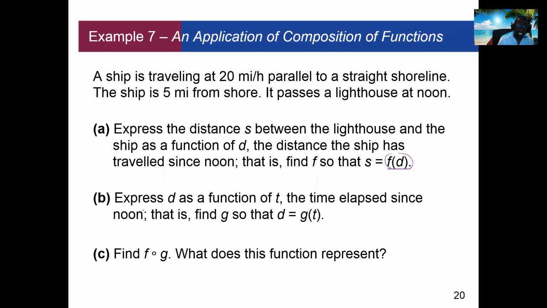For b, it said express d as a function of t, the time elapsed since noon. That means we want to find g so that the distance d is a function of t. And then we also will find the composite function f composed with g, and then we tell what that represents.